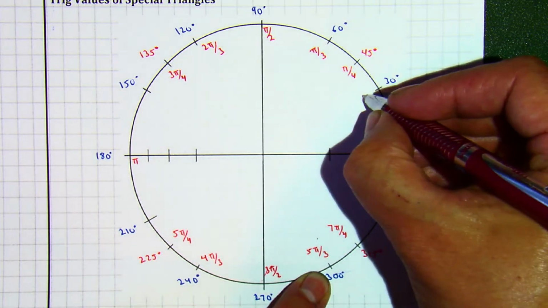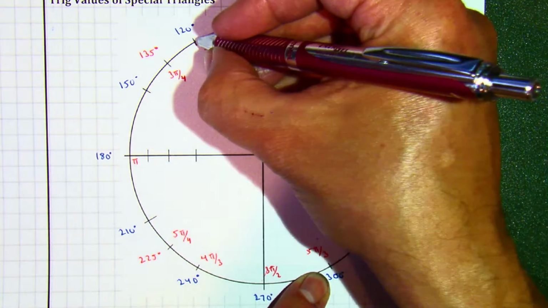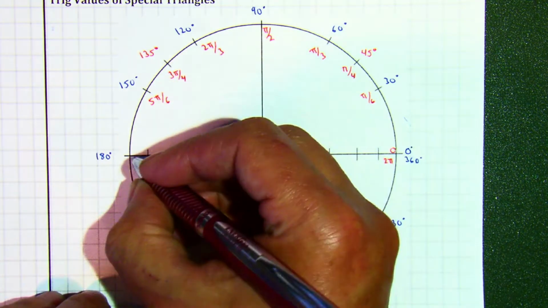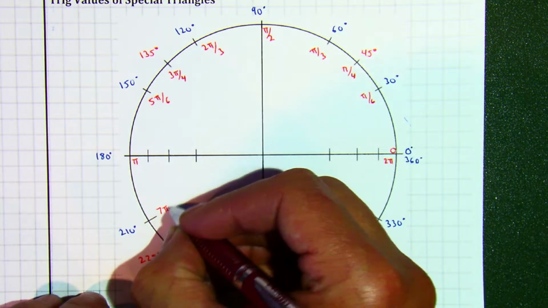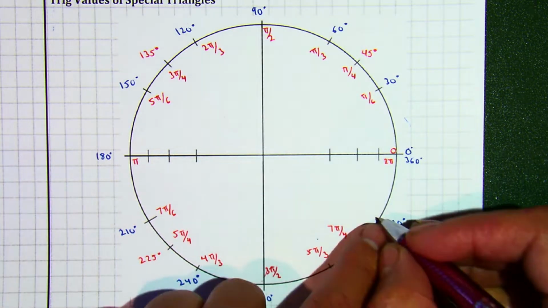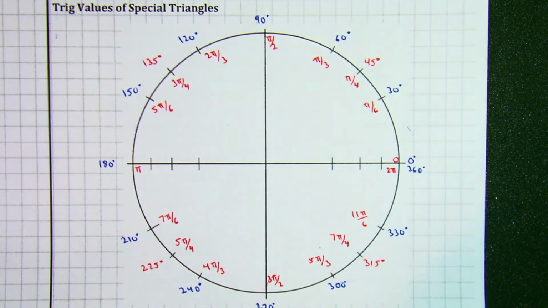Now your pi over 6. 1/6, 2/6, 3/6, 4/6, 5/6, 6/6. This will be 7/6, 8/6, 9/6, 10/6, 11/6. And this is 12/6.